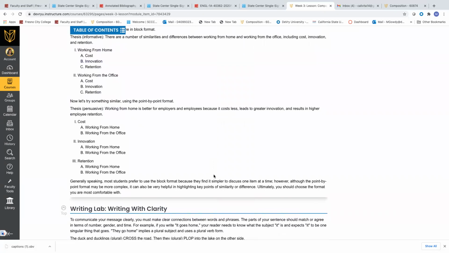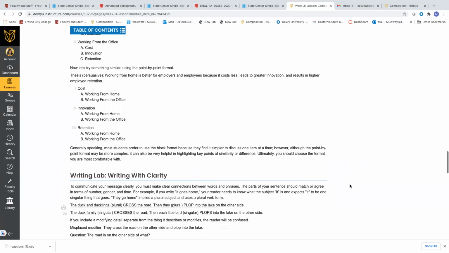However, the point by point format may be more complex. It can also be very helpful in highlighting key points of similarities and differences. Ultimately, you should choose the format you are most comfortable with. So whichever one makes you work better and you have a better understanding of how to organize your work, that's the format that you choose. If you want to talk about all one subject first and then talk about the next subject, that's fine. Or if you want to talk about part of one subject and then part of the next subject, and then you drop down and continue that pattern, that's fine too. So whichever way works best for you, that's okay.